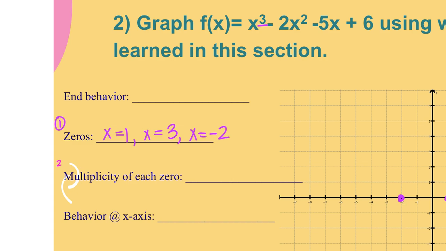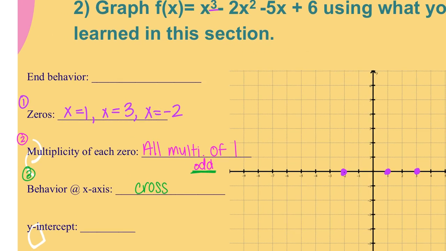So I'm just going to write, none of them are repeating, right? None of them are repeating. So I'm going to write all, they have a multiplicity of 1. So what is that telling me? Is that an odd number or an even number? Odd. So if it's odd, is it going to bounce or is it going to cross? Good. So that's behavior at x. That is step 3. Okay? So because it's an odd multiplicity, it's going to cross.